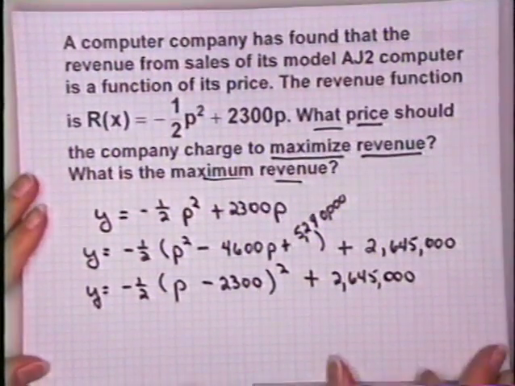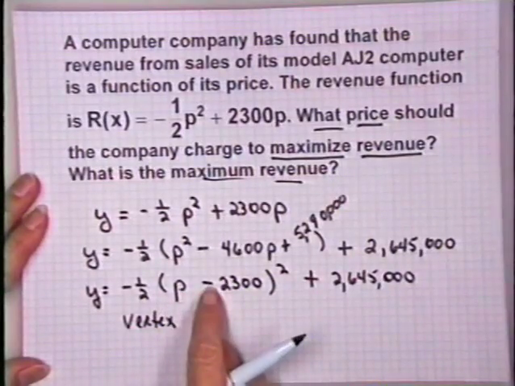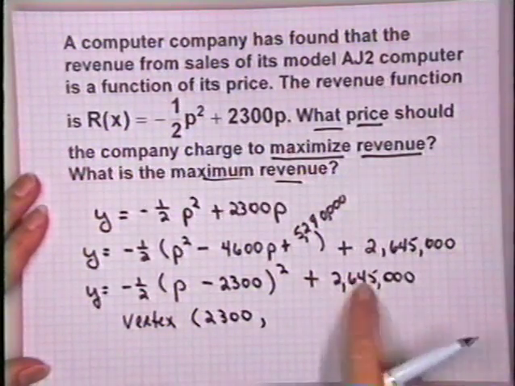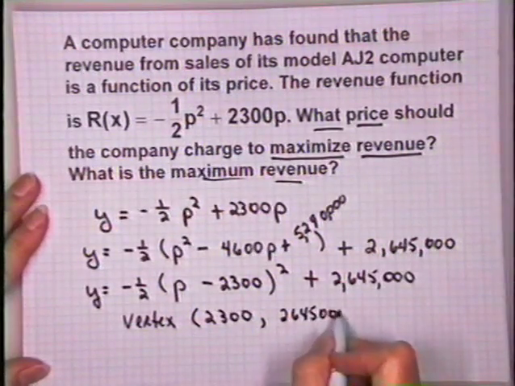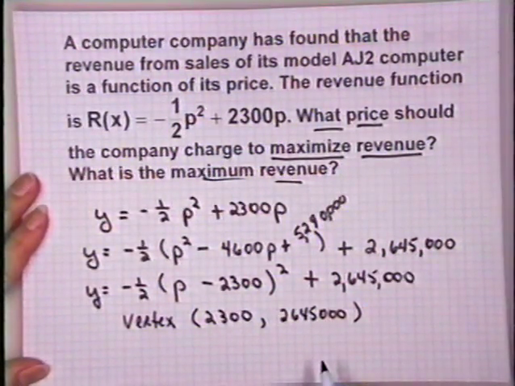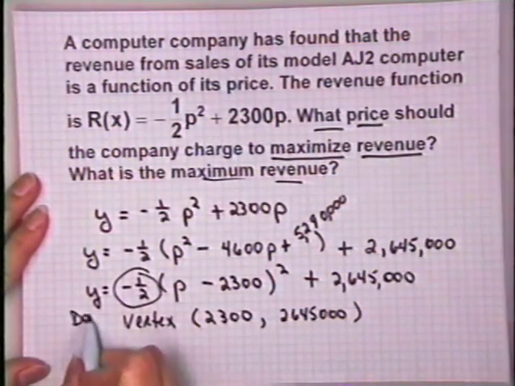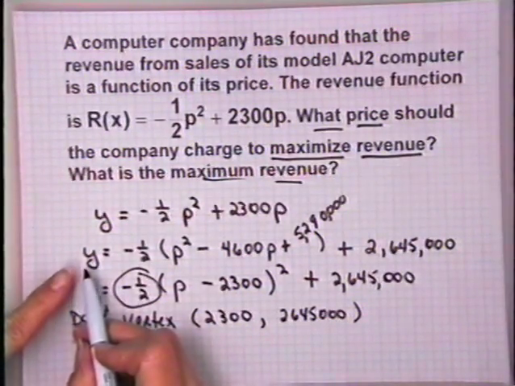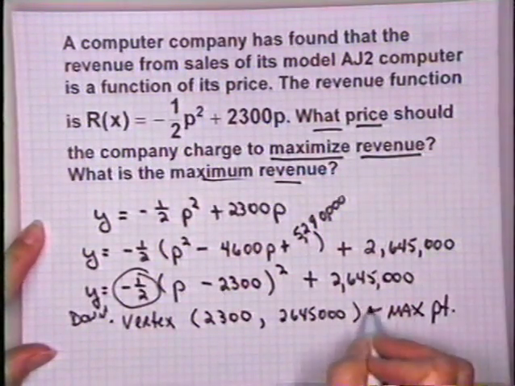Now let's look at what we have. Can you identify your vertex from this? Well, this is like x minus h, so h is 2300, and plus k, so my k is 2,645,000. So there's my vertex. Does this parabola open up or down? What does that say? Down, doesn't it? So is this vertex going to be a minimum or a maximum point? If my vertex point is here and I open down, that's a maximum point, isn't it? So my maximum point occurs right here.